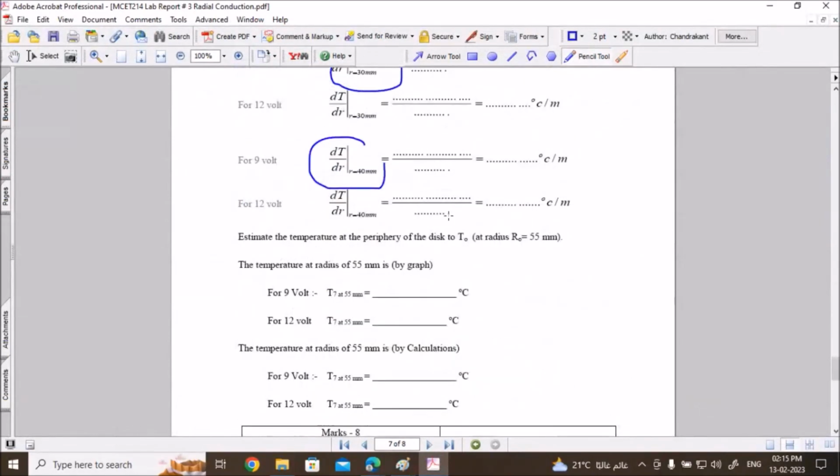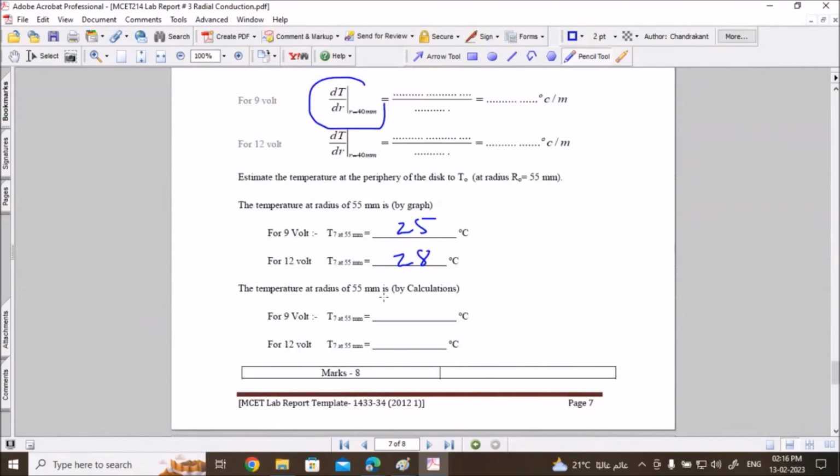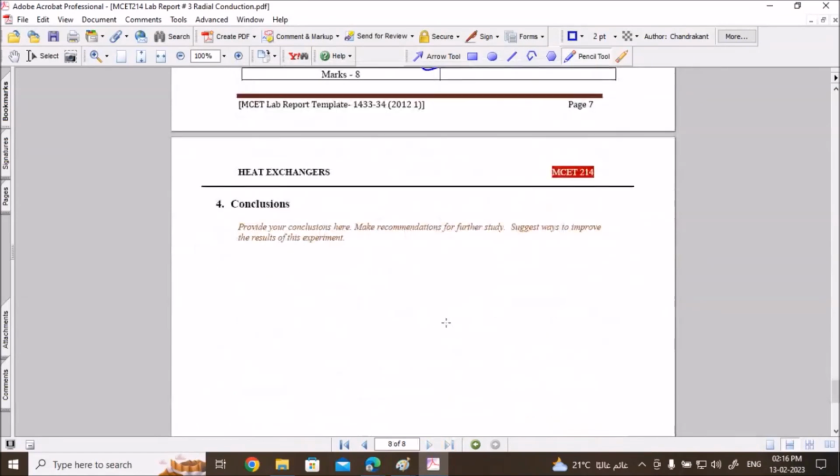Now estimate the temperature at the periphery of the disk, 25 degrees centigrade and 28 degrees centigrade, by calculation. How to find by calculation? We calculated in the calculation table. So at the radius of 55 millimeter, by calculation it is 25.8 degrees centigrade, and calculate this yourself. Now the last is conclusion.